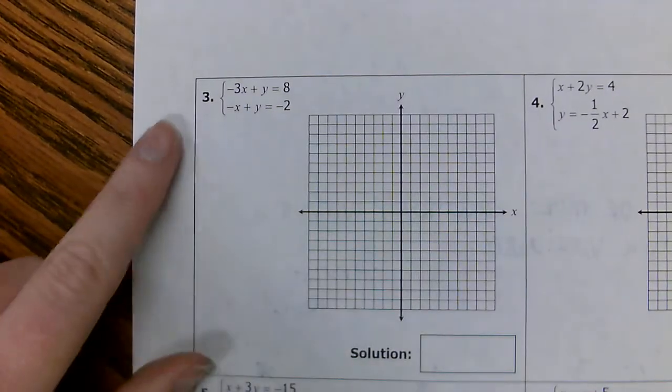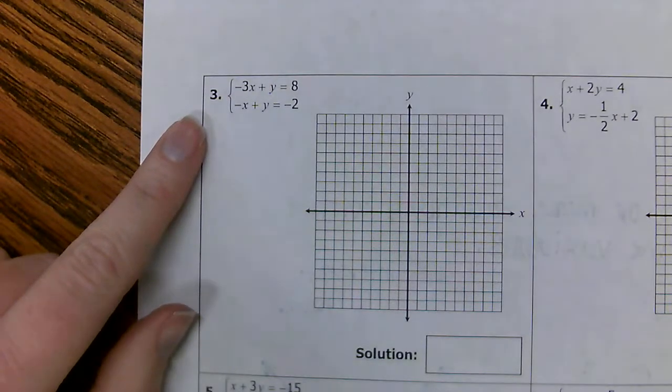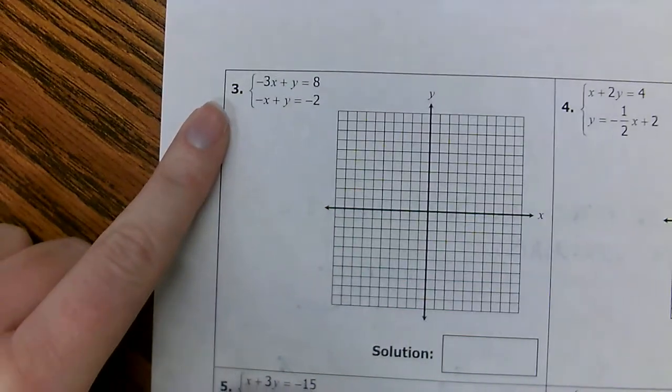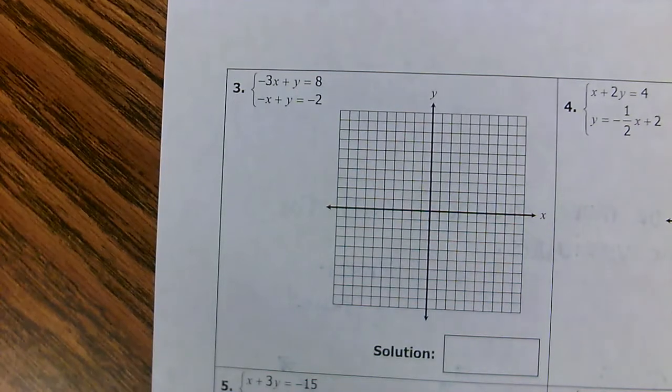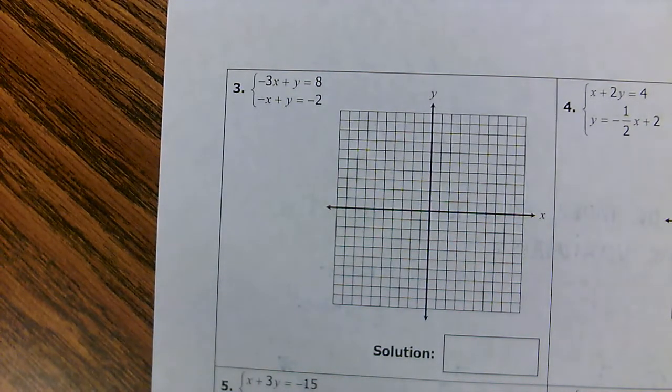The difference with number 3 is it is not in slope-intercept form. You would have to solve both for y to put it in slope-intercept form. So pause the video so that you can solve and then check your work.